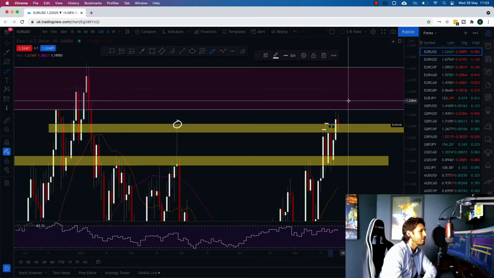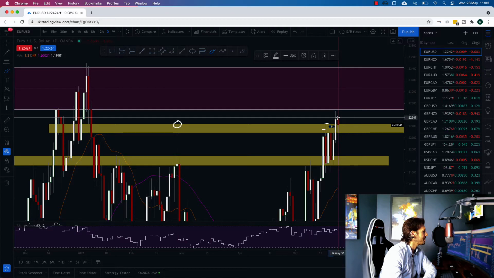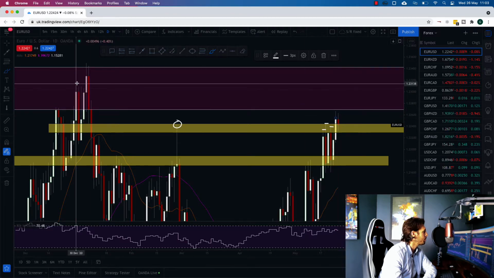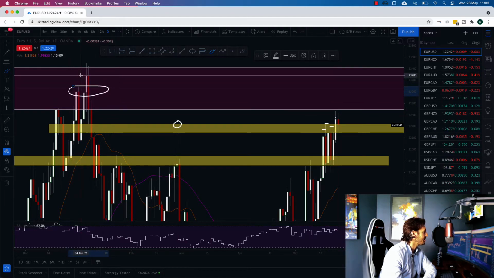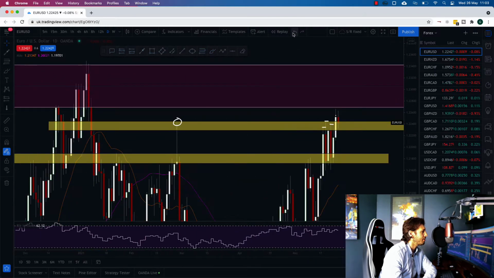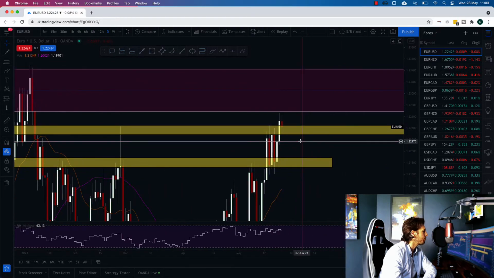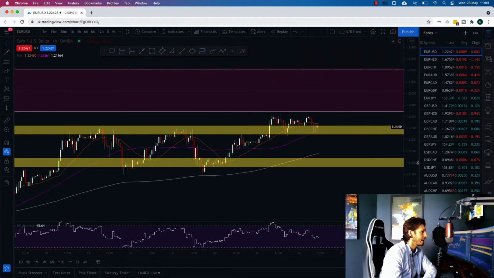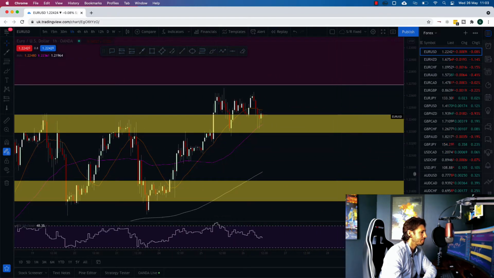So for euro dollar, I expect that over time we'll probably retest these highs here or possibly these highs here. Trading opportunities for this pair, best thing to do is probably look for breakout trades or look for a pullback. Drop down to the 1 hour. Let's see what we have here.